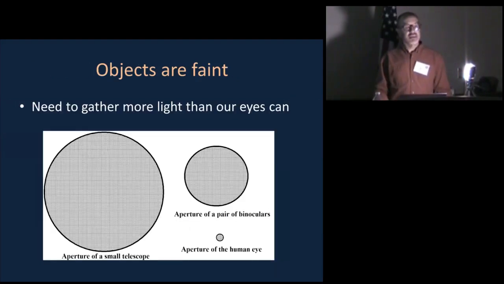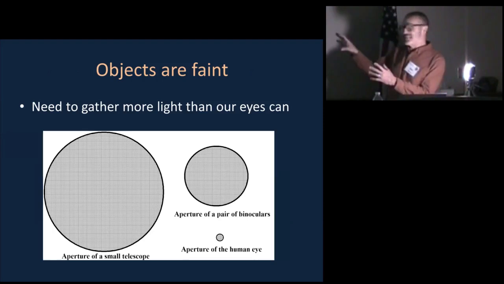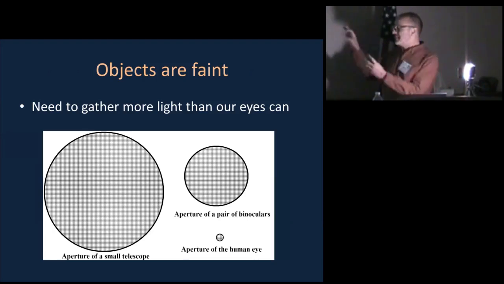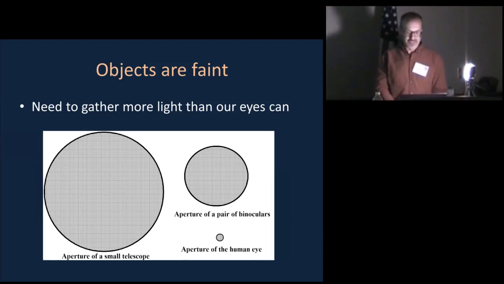The other key thing is that objects are faint. I think we all know that, but the key part is that our eyes are, relatively speaking, compared to a pair of binoculars, pretty small, and even smaller if you compare them to a small telescope. Obviously, things aren't that big in real life. Your eye's not that big, but think of these as all relative to each other. When we increase that diameter and increase that aperture, we'll talk about the term aperture in a little bit, we're able to get more light and see fainter things.